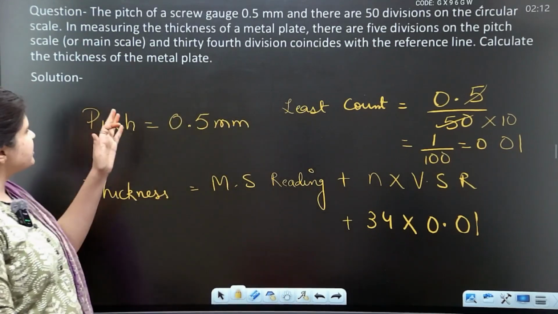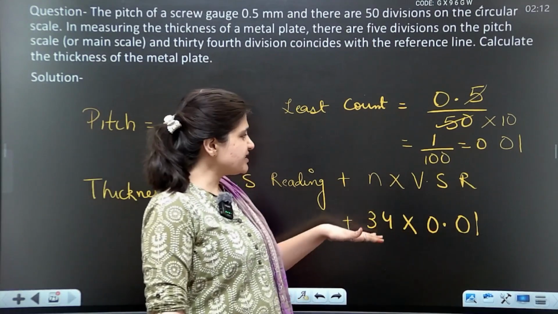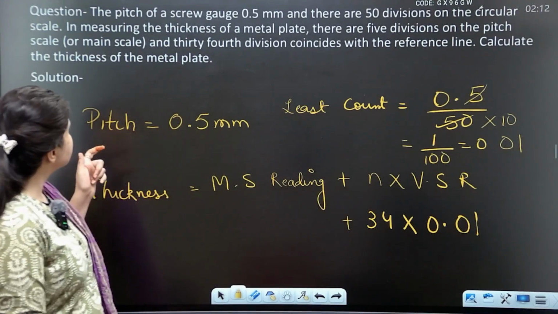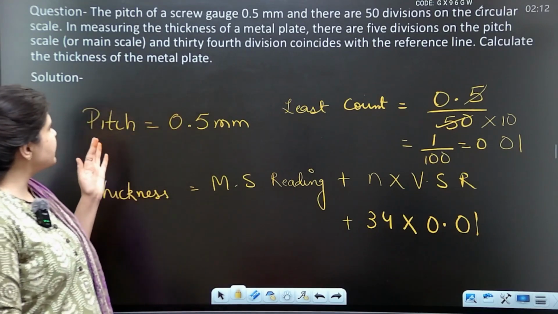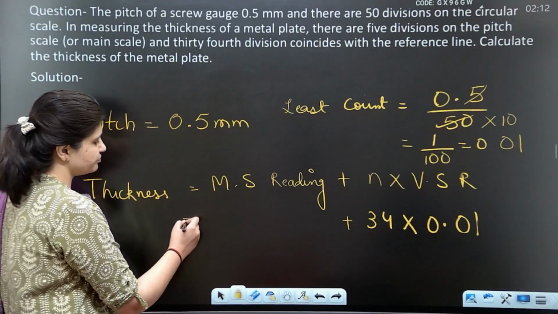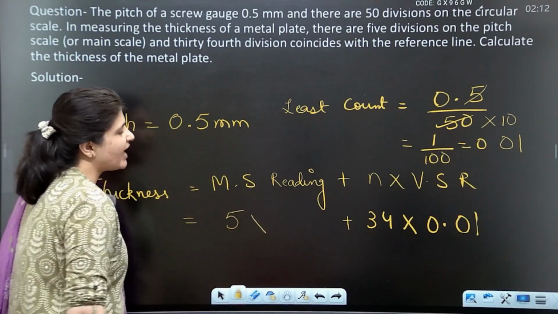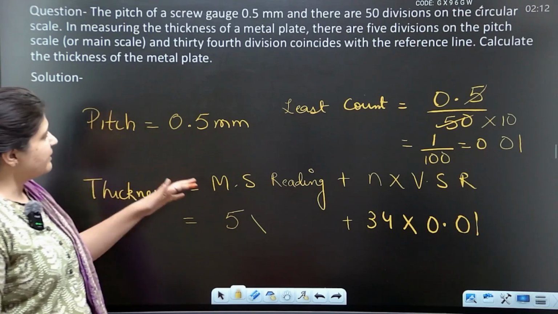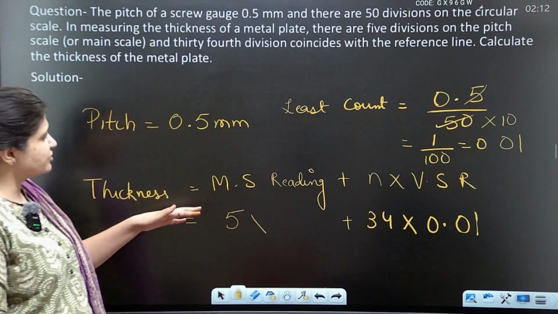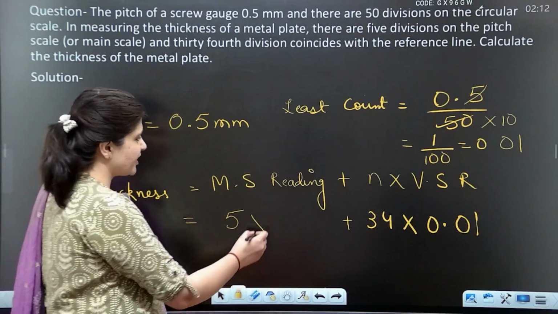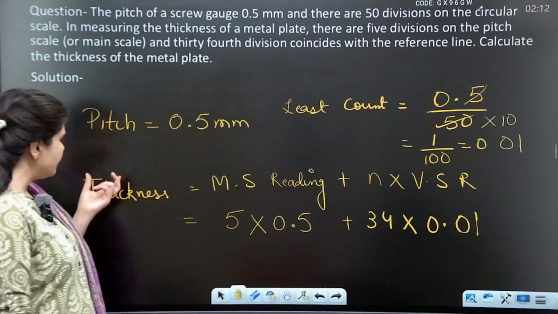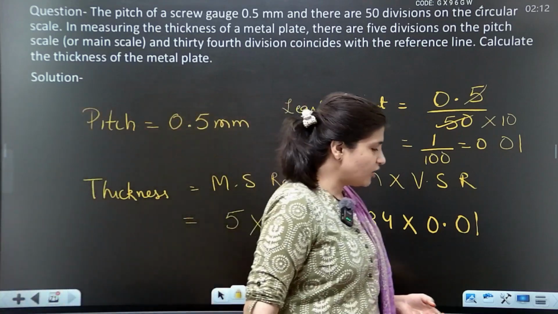Then there are 5 divisions. So this is about the vernier scale reading. The vernier scale reading means 34 divisions into the least count. There are 5 divisions on the pitch scale, that is, on the main scale. So 5 divisions into the main scale value of 0.5. So 5 into 0.5, and this will give us the value of the thickness of the rod. Now we will go further.